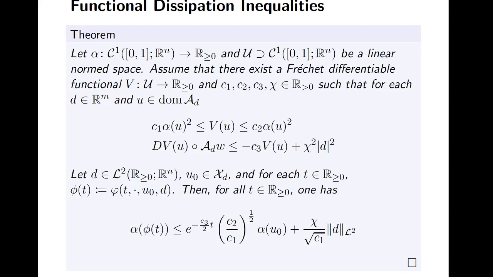And here we go, this is the result we get. If alpha is a continuous function and U is a linear normed space contained in this set, assume that there exists a Fréchet differentiable functional V from U to the non-negative reals, and these four scalars here, such that for each D and for each U belonging to the domain of this operator, these two functional inequalities are satisfied, then this is what we get on the solution to our system, okay?